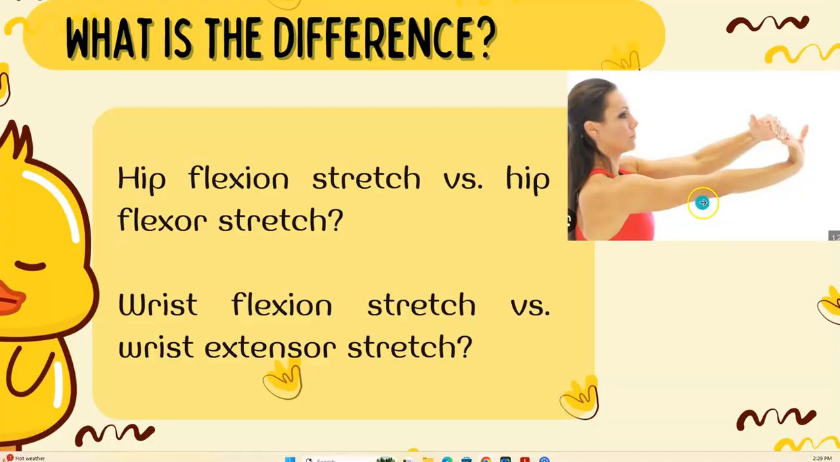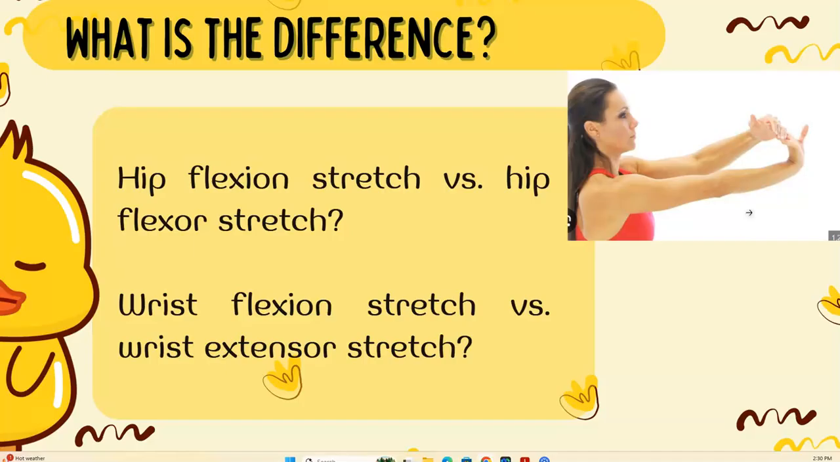So right now, this lady is stretching her wrist flexors. If I wanted to stretch wrist extension, she would just need to bend the elbow here, and then she'd be pushing more into wrist extension. And with the elbow bent, that would be stretching the wrist extension joint.